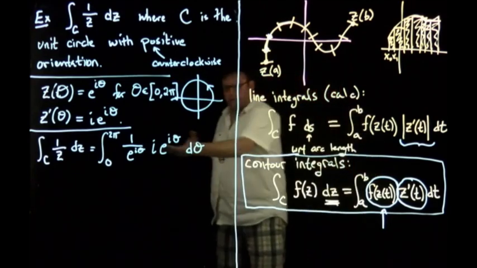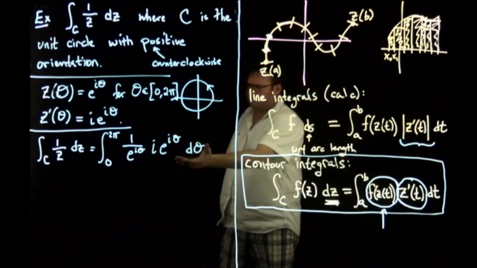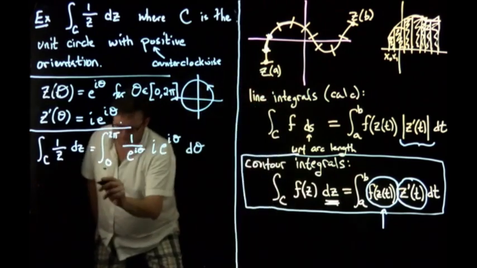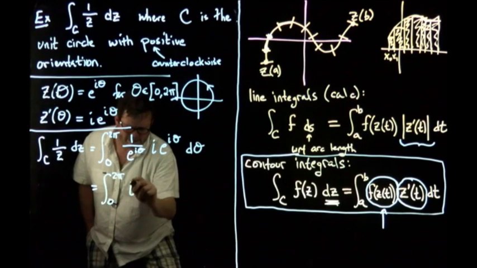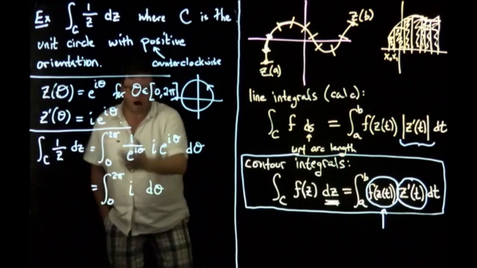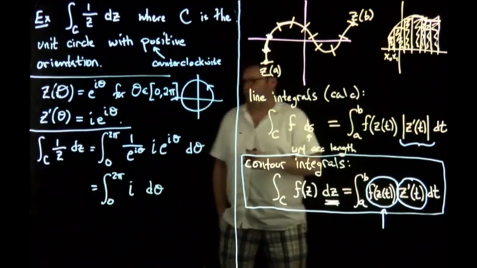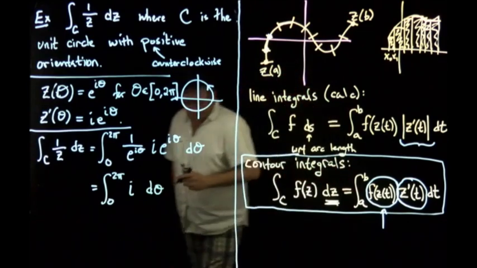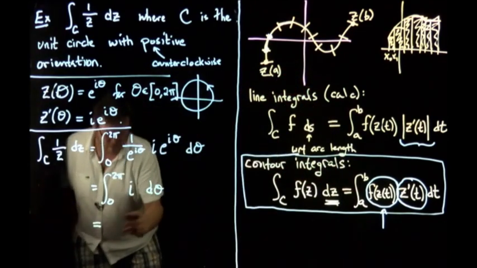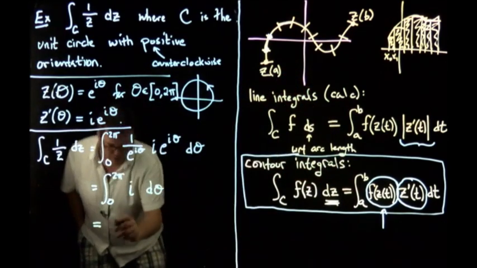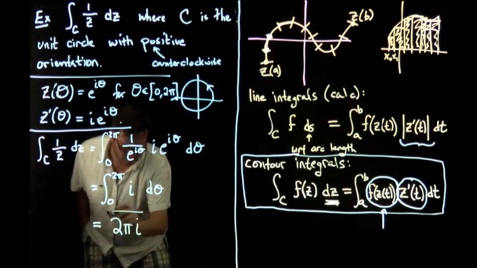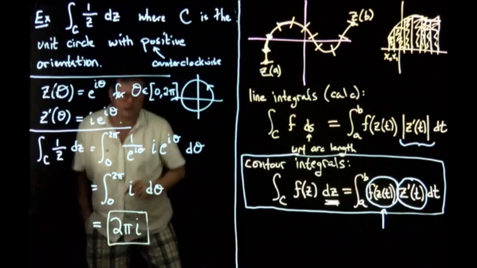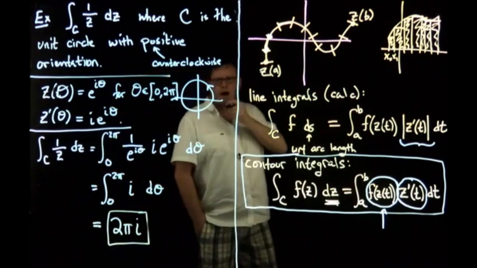Okay, we have this great cancellation here. So all we're doing is integrating I, and I is just a constant. Well, we integrate a constant over a range, and we get 2 pi I.